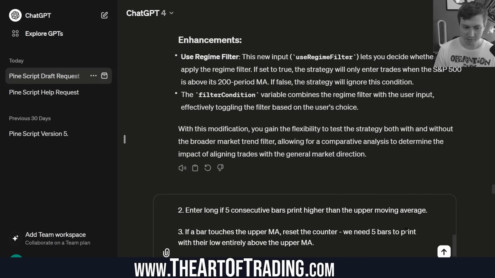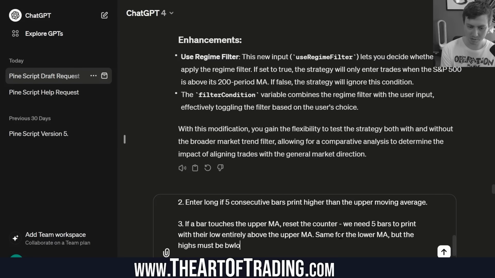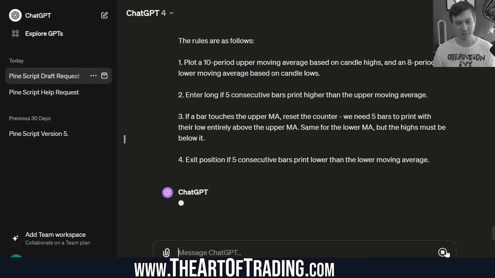We need 5 bars to print with their low entirely above the upper MA. I'll say same for the lower MA, but the highs must be below it. And then number 4, exit position if 5 consecutive bars print lower than the lower moving average. Let's see what ChatGPT can do with this prompt.